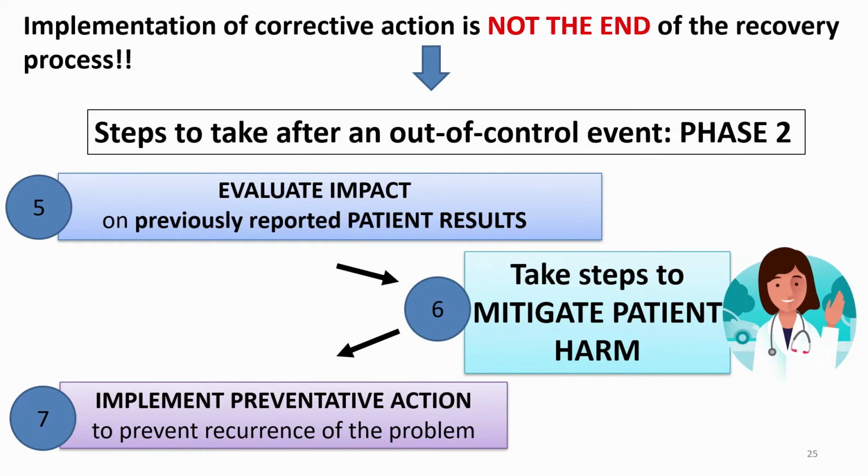So remember that we were reporting patient results. We had a QC failure. That means sometime before that QC failure, there was an out-of-control condition. Our measurement system had an error. So we could have reported already erroneous results into the record, and physicians could have acted on that. So once we evaluate the impact, if it's clinically significant, we need to take steps to mitigate patient harm, which involves contacting providers and issuing corrected reports, and then ultimately implement preventative action to prevent the problem from occurring in the first place.